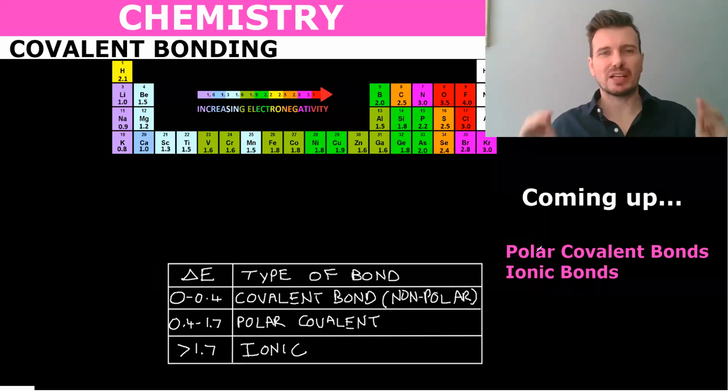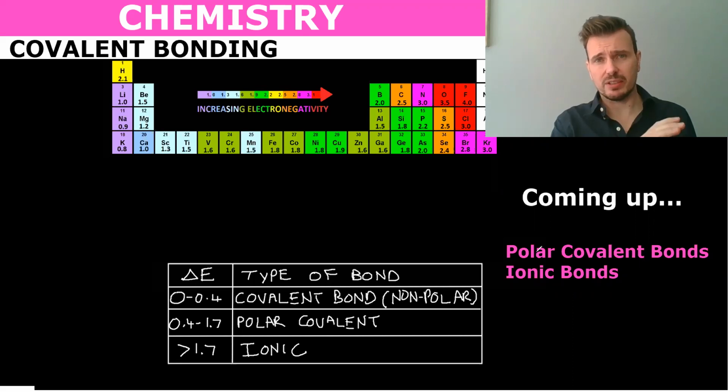My name is Nick and today we're doing chemistry. I'm going to be looking at covalent bonding. Now, in the last lesson, we looked at electronegativity and how knowing the electronegativity difference in the atoms will help us decide what type of bond we have.